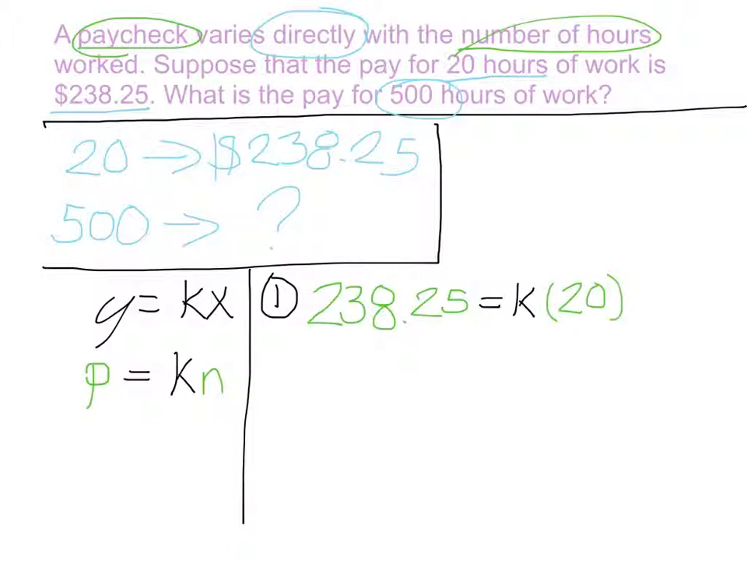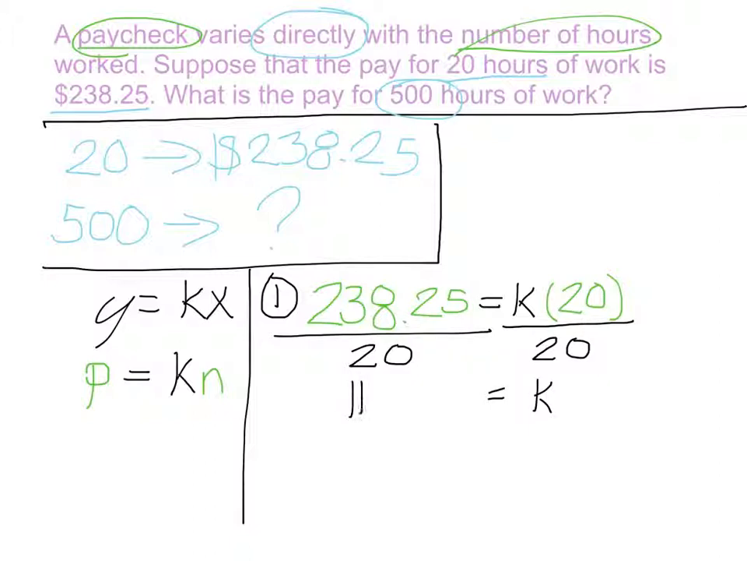Okay, now I have this, and I can just do some algebra to solve for k. So I'm going to divide both sides by 20. Alright, and I'm going to get out that k is equal to 238.25 over 20, which is going to be $11.91. So this k I call my constant of variation.